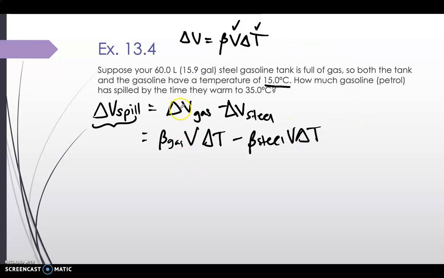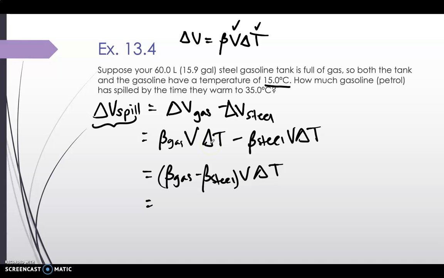Now again, I stated that the volume of the gas and the volume of the steel are equal. Same thing with the change in temperature, since they're at thermal equilibrium. So I can rewrite this as beta gas minus beta steel times V delta T.